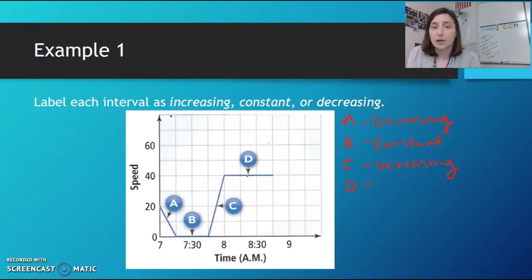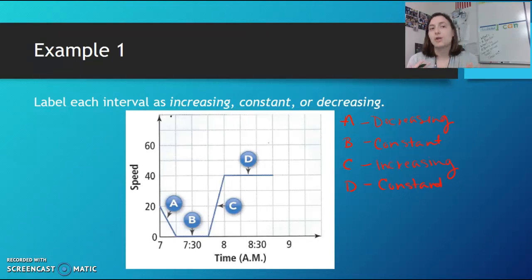And at D, we went from 0, we increased to 40, I'm going to guess miles per hour, and now we're just staying at 40 miles per hour for our drive. I'm guessing we're talking AM speed, so some type of drive in the morning. So D is a constant, and maybe I wouldn't say highway if we're going 40 miles per hour, but we're on the road moving at a constant rate. So that's our first example.